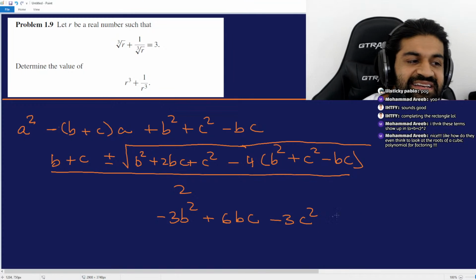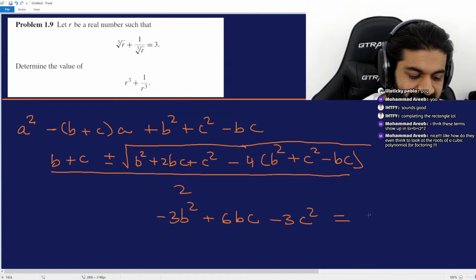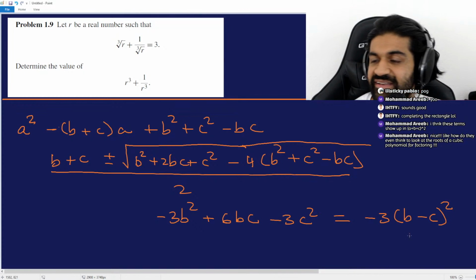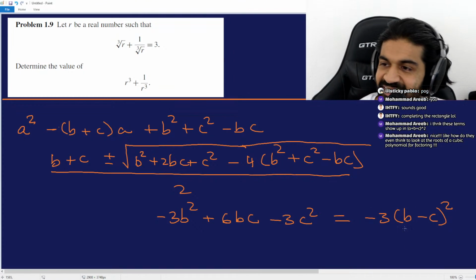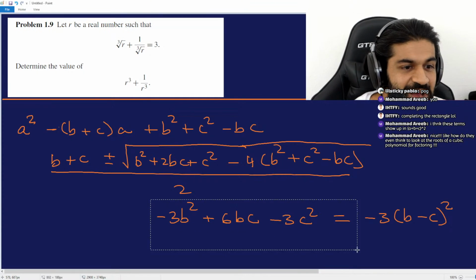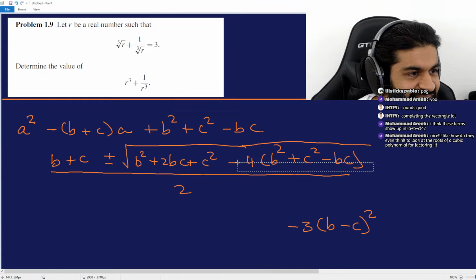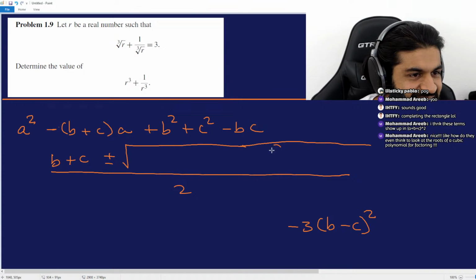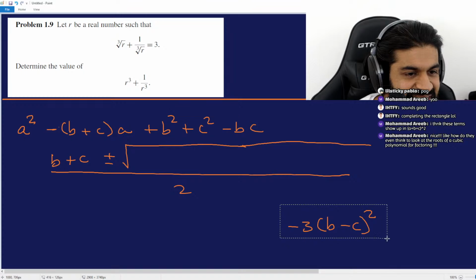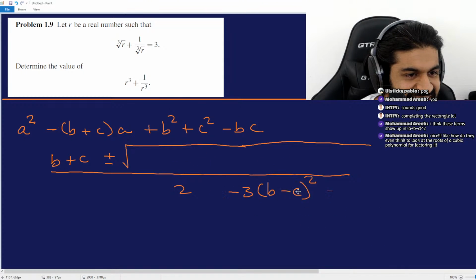Aha! So this is actually equal to negative 3 times b minus c quantity squared. You see that? Okay, hopefully that makes sense. Okay, we're cooking. So you can just put this inside here, right? All right, you just put this inside there, which is really nice.